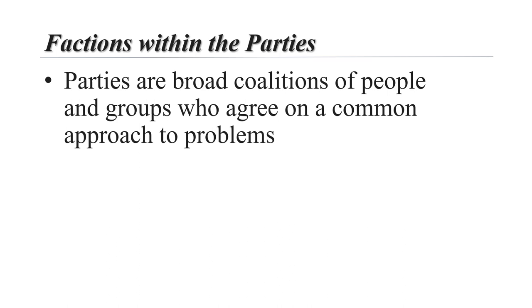Now, the Republican Party is divided in four essential ways. You have the pro-business conservatives, the far-right conservatives, and the social and religious conservatives, and the libertarians, which are out there on the fringe. Now, the Democratic Party is divided in two ways.